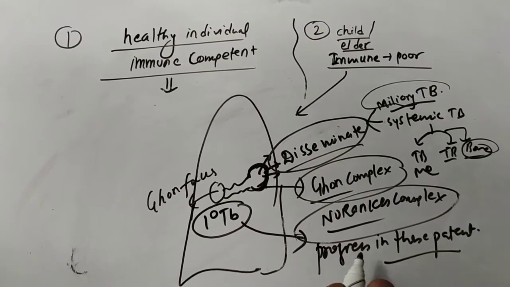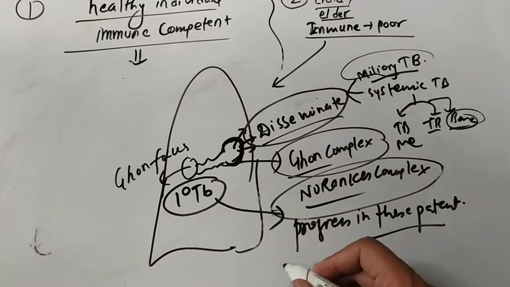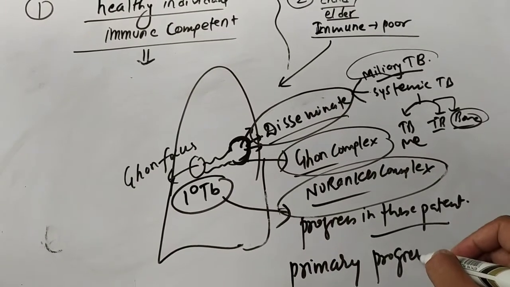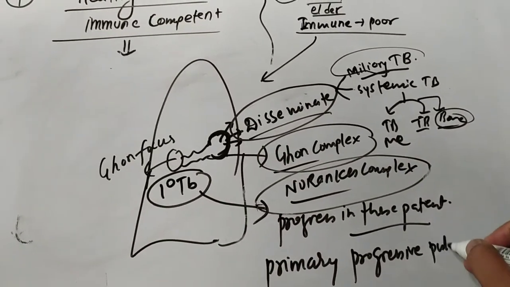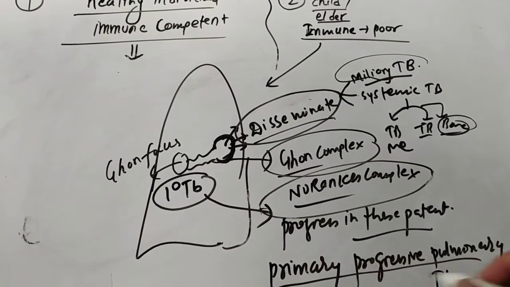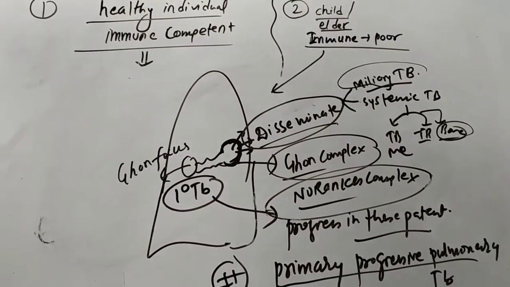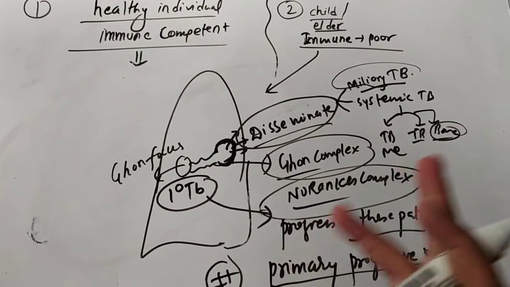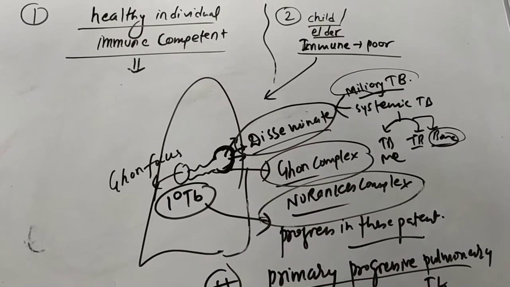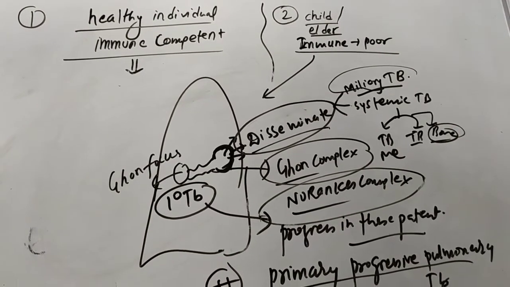So basically in children and elderly and immunocompromised persons, there will be the primary progressive pulmonary TB. Why is it called primary progressive? Because the primary TB progresses and causes the disease. Now it causes the disease, and the disease is evident in the body. So this primary TB itself progressed. That's why it is known as primary progressive pulmonary TB.